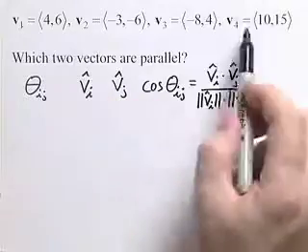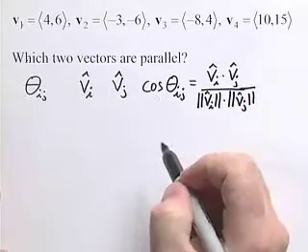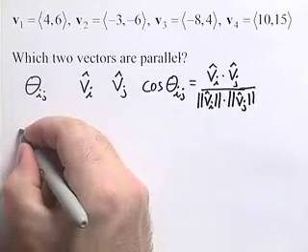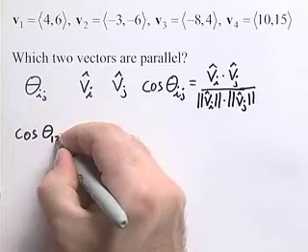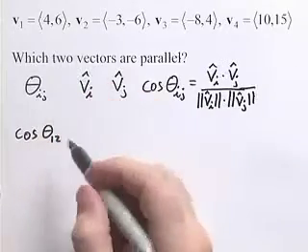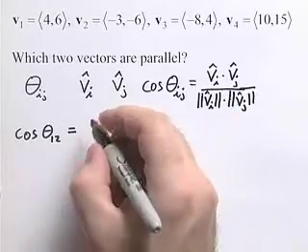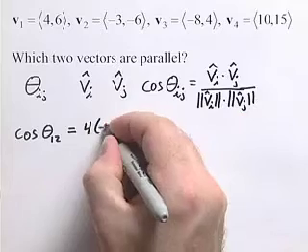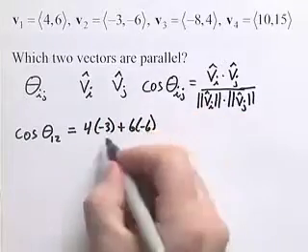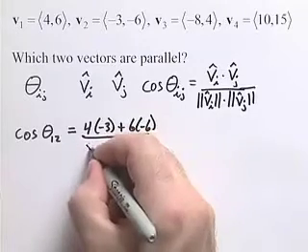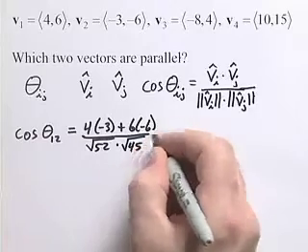So for each of these four vectors, we're going to look at the different pairs and find out what the cosine of theta is for each of them. So we'll have the cosine of theta subscript 1, 2. So we're looking at vector 1 and vector 2. If we put in our components, we'll get 4 times negative 3 plus 6 times negative 6, divided by the square root of 52 times the square root of 45.